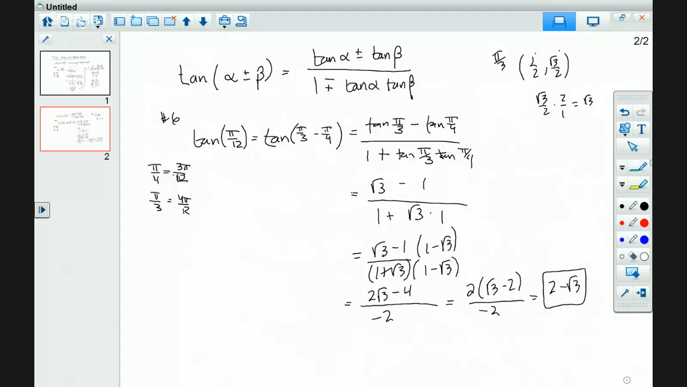Okay. So fractions are a little bit messier, but you just, again, plug and chug. Plug and chug. Okay?